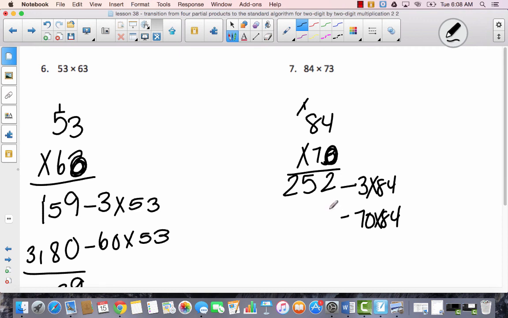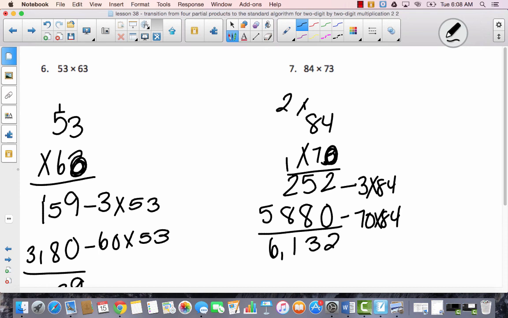So I'm going to go ahead and put down my 0. And now I'm just thinking of this as 84 times 7. So 4 times 7 is 28. 8 times 7 is 56. Plus 2 is 58. I'm going to add these together. And I get 6,132.